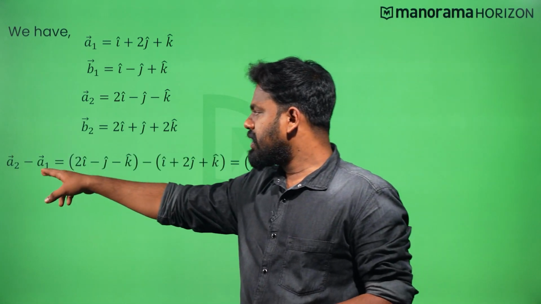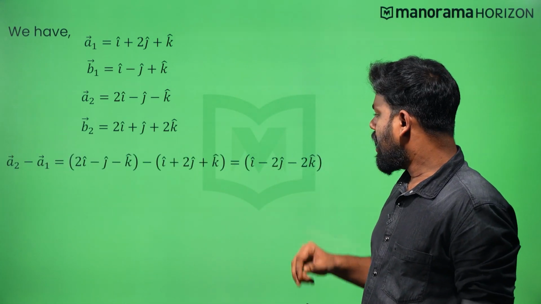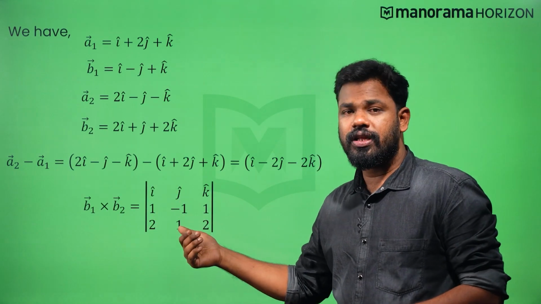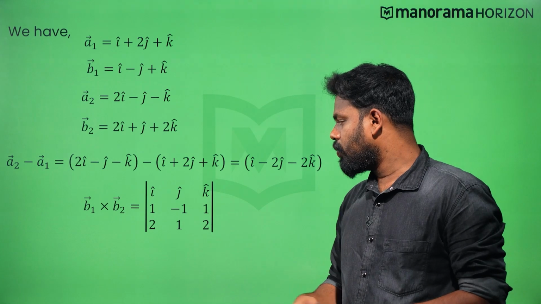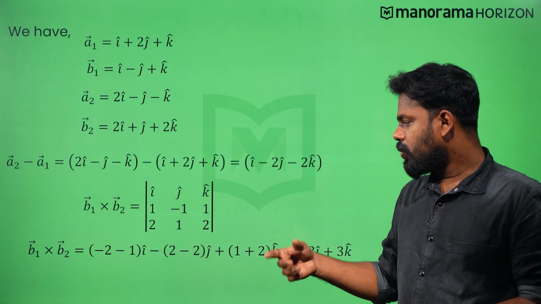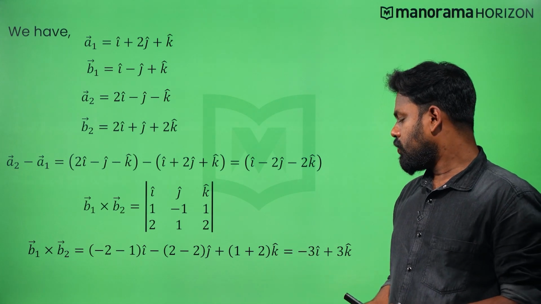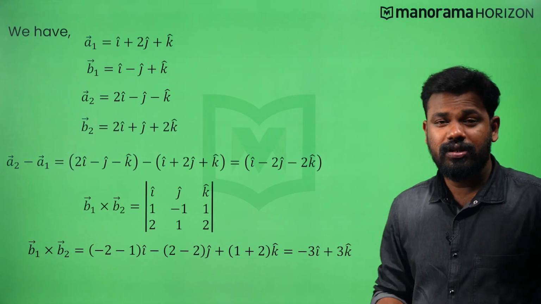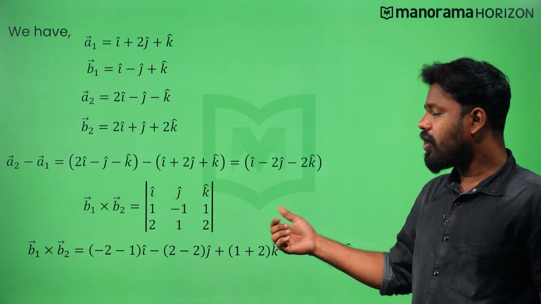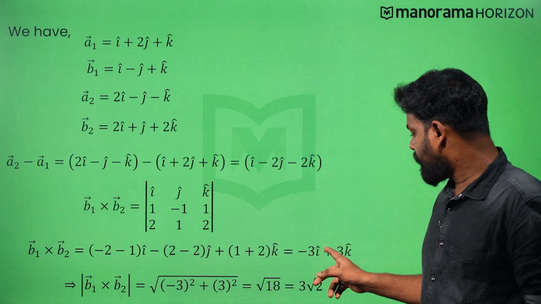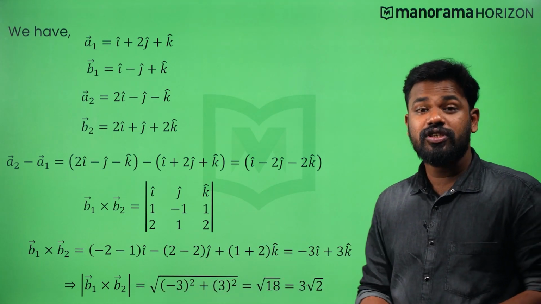Now let's find out what is a2 minus a1, which is nothing but i minus 2j minus 2k. And b1 cross b2, by just doing the determinant of i, j, k, 1, minus 1, 1, 2, 1, 2, we get b1 cross b2 is (minus 2 minus 1) i minus (2 minus 2) j plus (1 plus 2) k, that is minus 3i plus 3k. So that is b1 cross b2. Now what will be the modulus of b1 cross b2? It will be root of 3 square plus 3 square, that is root of 18, which is 3 root 2.